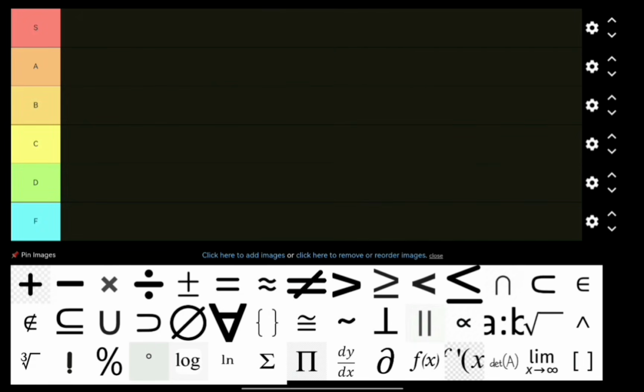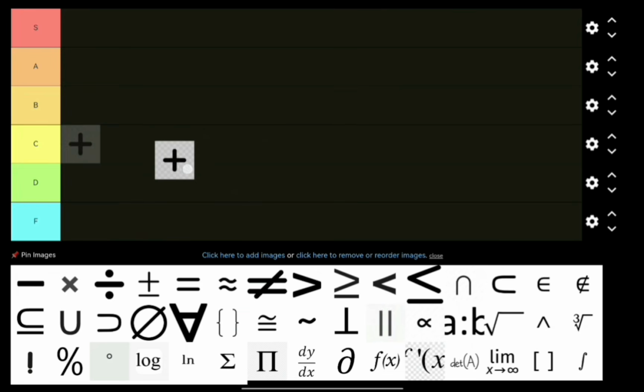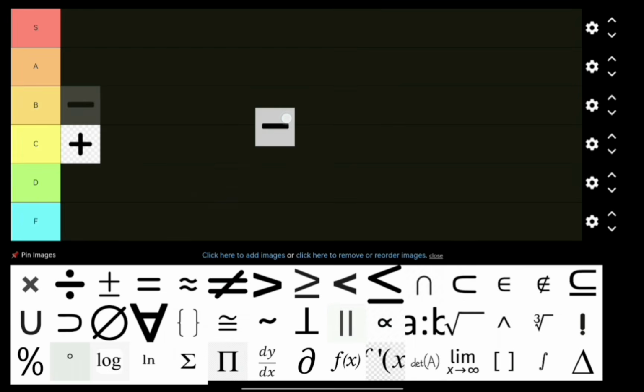Alright, today we'll be reading math symbols based on who I'd crack. Starting off with the plus sign. She looks okay, but I feel like she's too confident, right? She's narcissistic, so I'll say C tier. Minus, she's very humble. She's cute, but she's a little too boring, so I'll say B tier.